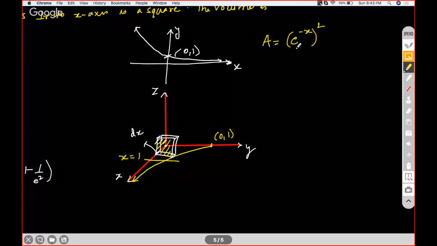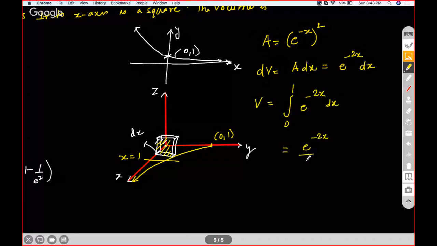So it will be e to the power minus 2x, correct? So dV will be this, e to the power minus 2x dx. V will be the integration from 0 to 1. Done. Which is half of 1 minus 1 by e square. Which option is matching? Half of 1 minus 1 by e square. Option E.